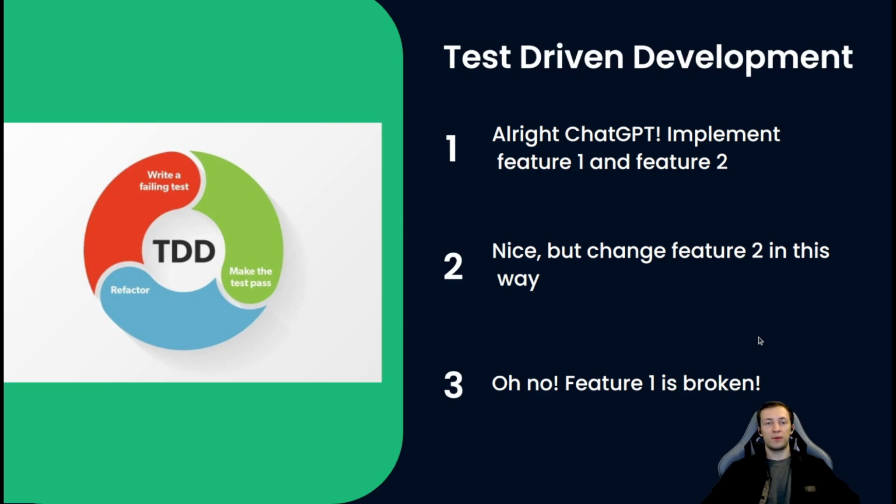The second scenario is about test-driven development, which is very important and one of the best practices for modern software engineering. And we will see how non-engineers vibe coding will discover this approach. Alright, ChatGPT, implement feature 1 and feature 2. Nice, we have the implementation, it seems to be working, but change feature 2 in this way, or add feature 3, or maybe introduce any other change. Oh no, feature 1 is broken, how can I fix it?